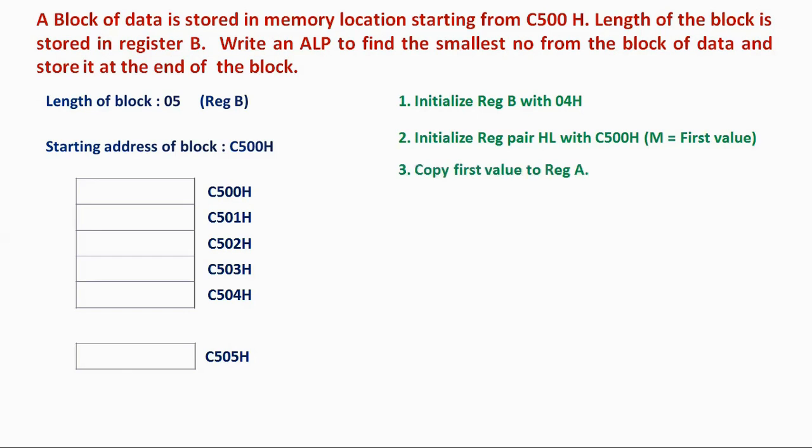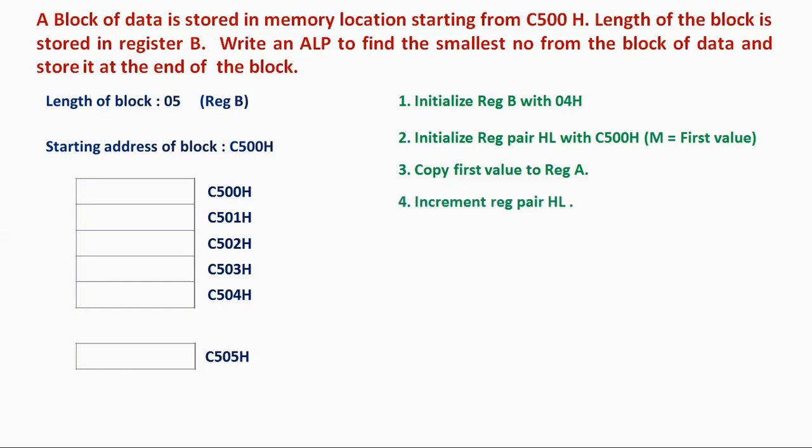So we'll copy the M value to register A. Now our first task is done. We have copied the first number into the accumulator. Now we have to bring the second number into M so that we can compare A and M. Now to bring the second number into M, we have to put the second number's address, that is C501H, into the HL register pair. But HL already has C500H, so I'm just going to increase the HL value by 1.